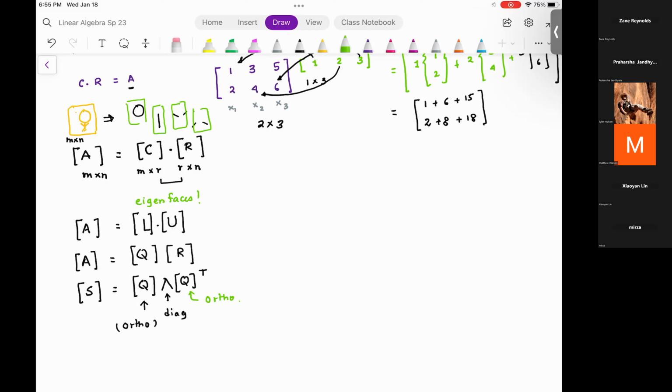Now, I want to take a very simple example, and I want to take this matrix. This matrix is 0, 0, 0, 1, 3, 4, 2, 6, 8. And if I were to express this matrix as something like this, 0, 1, 2 multiplied by 1, 3, 4.